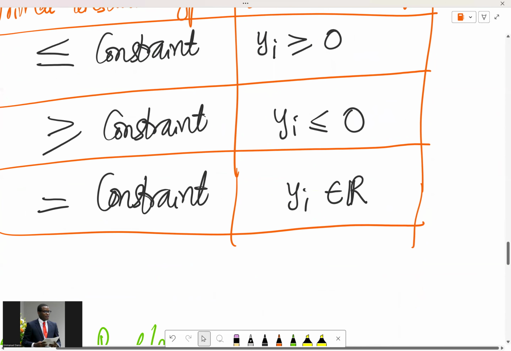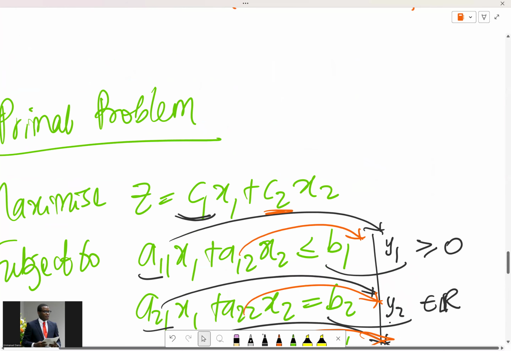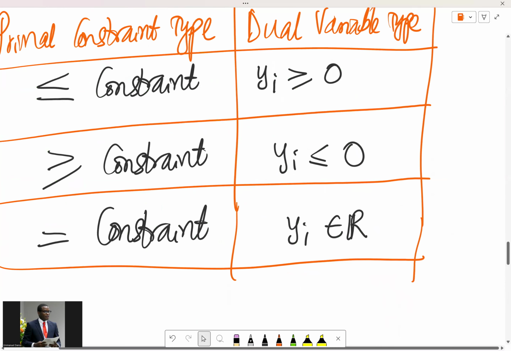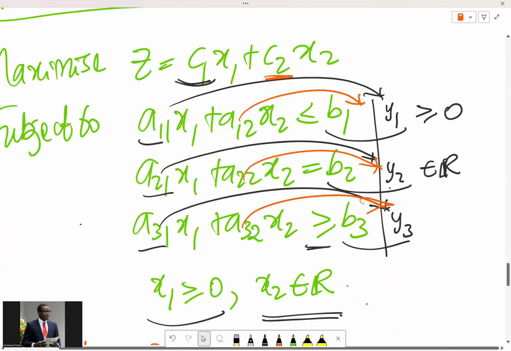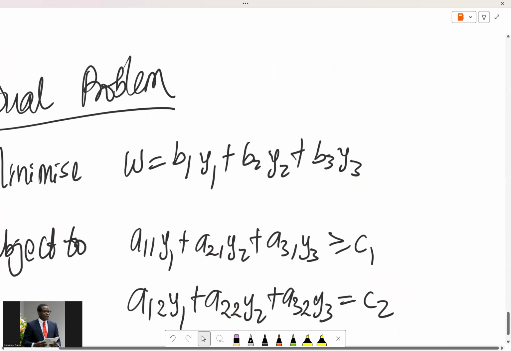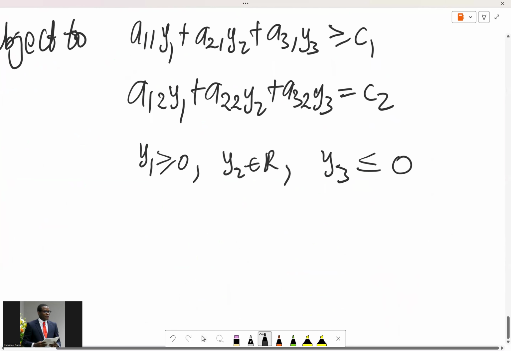Then for the third variable, what does the third constraint say? The third constraint is a greater than or equal to constraint. So for a greater than or equal to constraint, it means that the variable is automatically going to be a less than or equal to variable. So y3 is going to be a less than or equal to variable. So we just come here and say this is a less than or equal to variable.